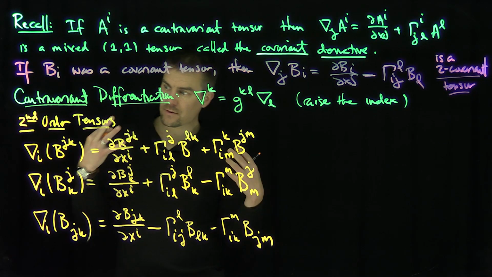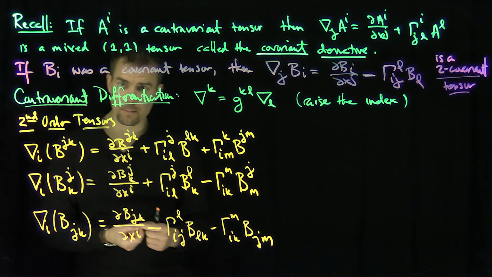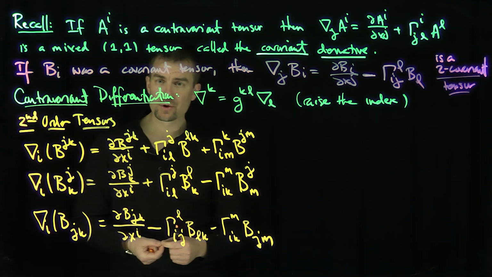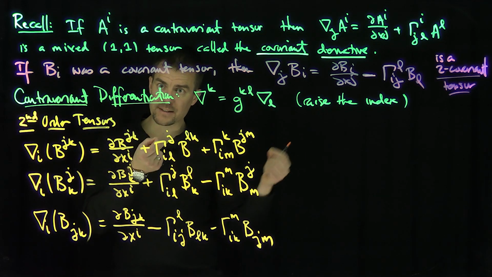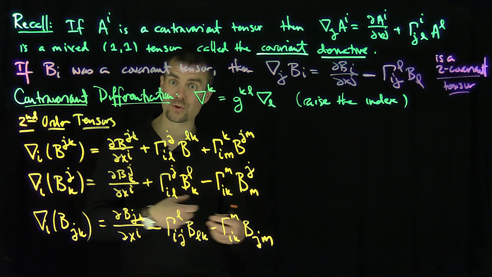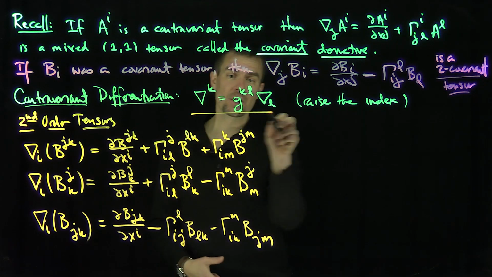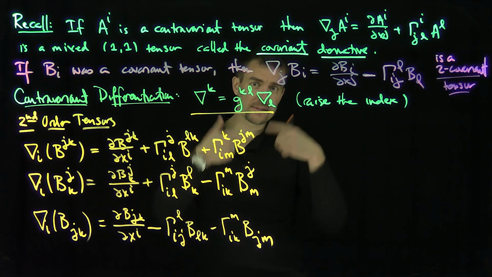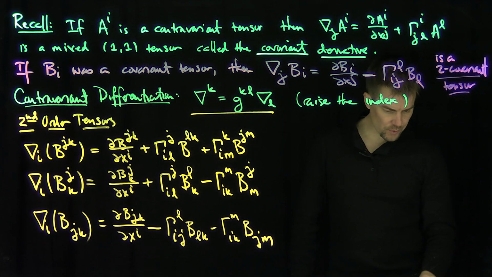Covariant differentiation adds one covariant component to the differentiation process. So if you have a tensor of order m times n, where m is the covariant and n is the contravariant, if you do a covariant derivative of that, you'll have an m plus 1, n. So it's basically raising the order of the tensor in one covariant direction. Likewise, doing contravariant differentiation will raise the order of the tensor in one contravariant direction. Okay, excellent. So let's do an example of this.